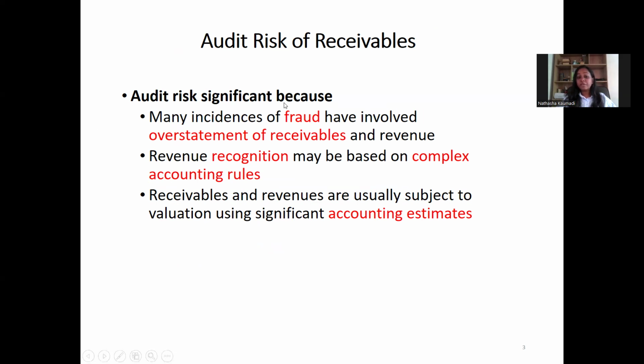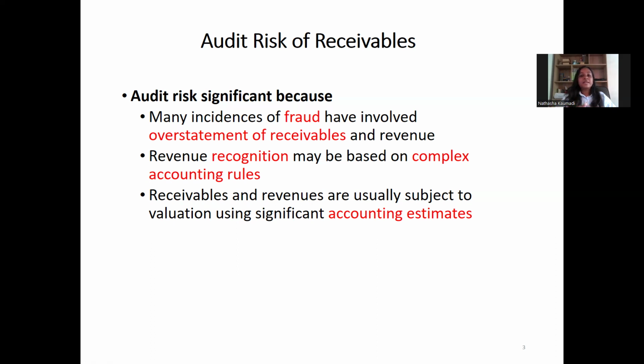Audit risk is significant. When it comes to accounts receivable, it says audit risk is significant. Why significant? Many incidences of fraud have involved overstatement of receivables and revenue. Our main focus here is trade receivables, because trade receivables is the major component of accounts receivables. Here it says overstatement of receivables and revenues. Why? Let's say revenue and trade receivables are interconnected, right? I hope you can understand that.